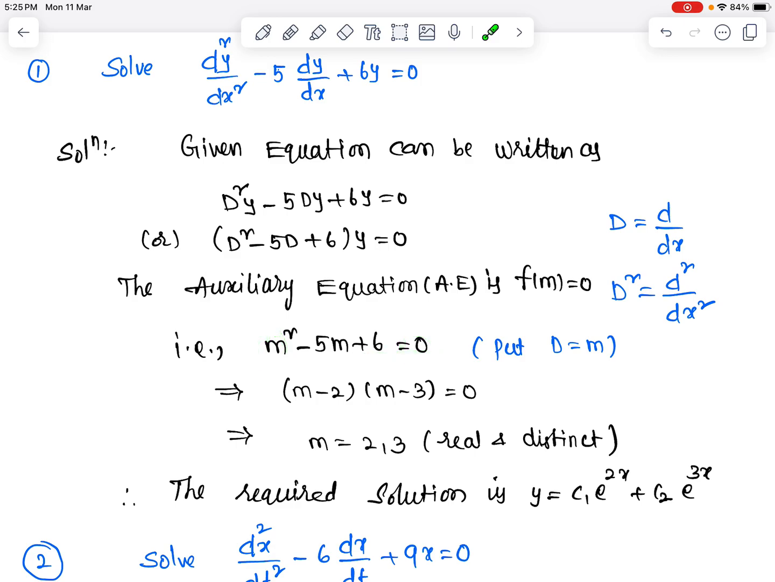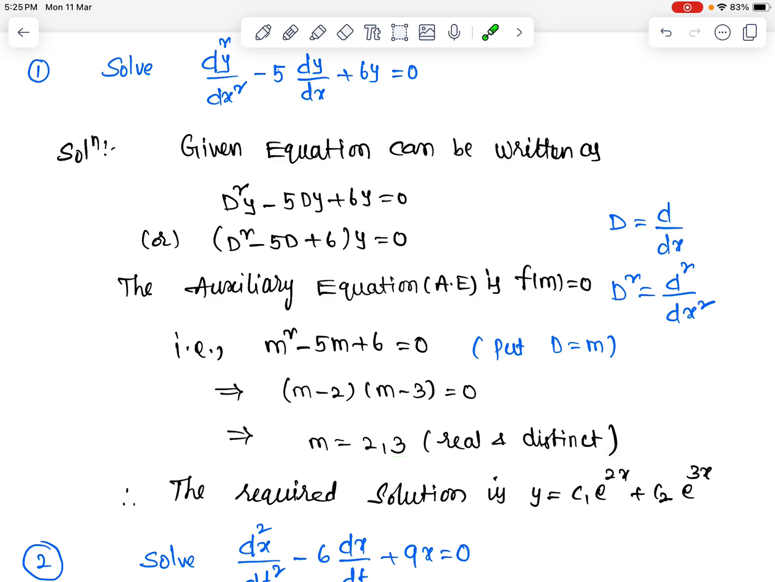Okay, for this we need to find the roots. To find roots you should use a calculator, don't solve, simply use the calculator and find the roots. The roots for the above algebraic equation or auxiliary equation are 2, 3. 2, 3 means these roots are real and distinct.